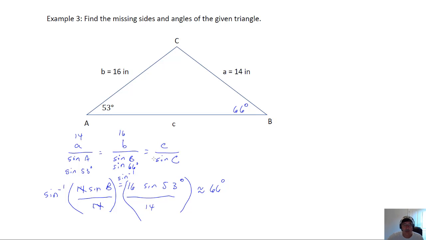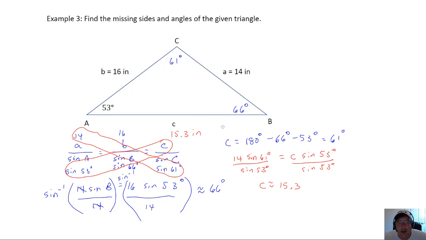All right, so we'll go ahead and pause now to get the third angle here. Like we've been doing, we're just going to subtract 66 and 53 from 180, and then I want y'all to go ahead and finish and get side C as well in this first set of solutions, and then we'll come back and keep working on this one.